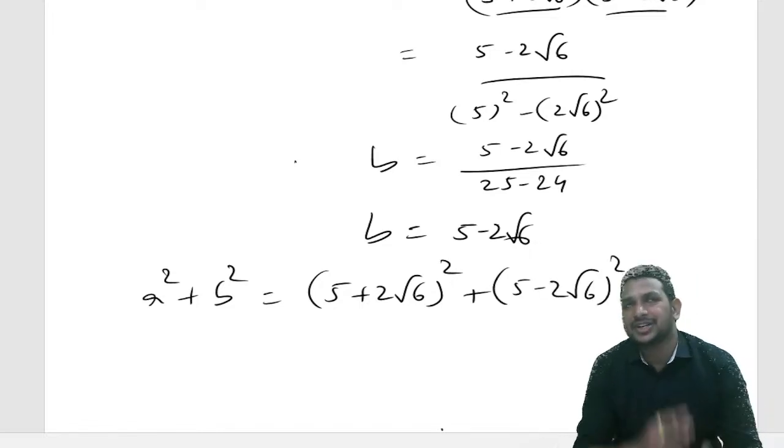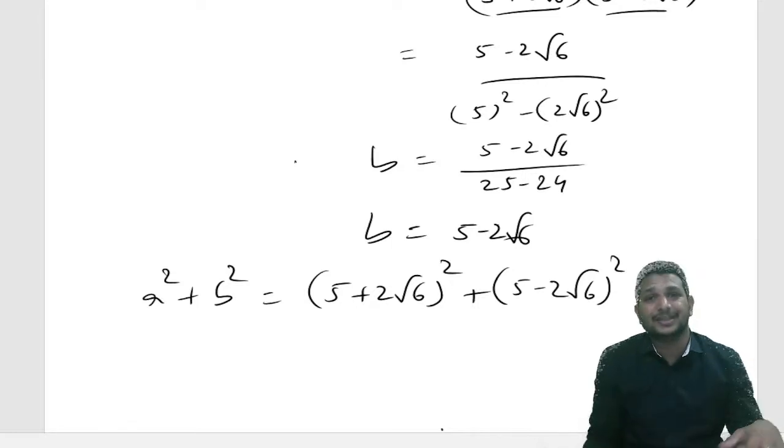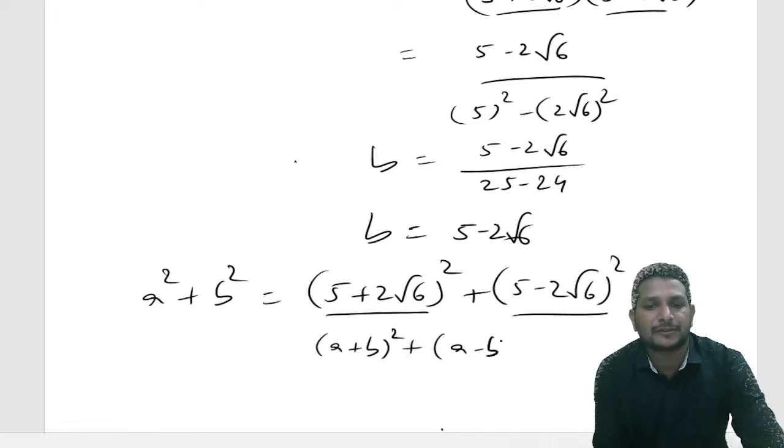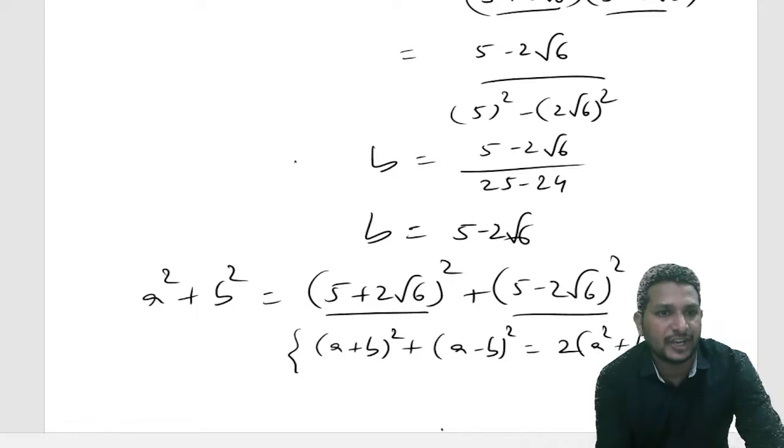That's the reason I mentioned, if you learn more and more formulas, your calculation becomes easier, because this is in the form of (a plus b) whole square plus (a minus b) whole square, which is 2 into (a square plus b square). Instead of a and b, I'll use x and y, because already they gave a and b in the question, no?